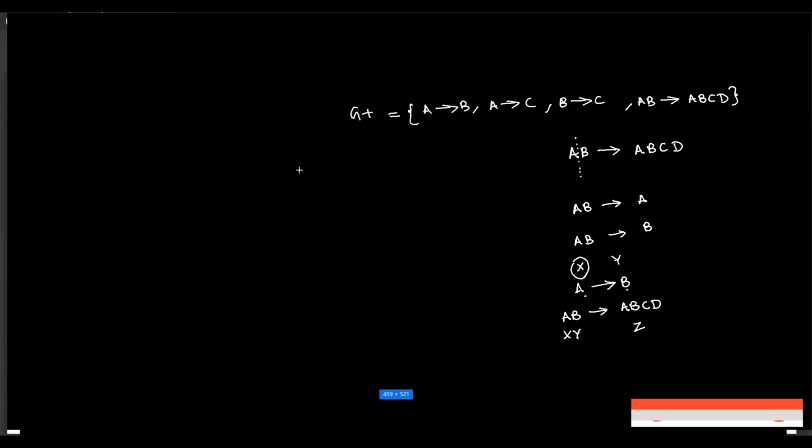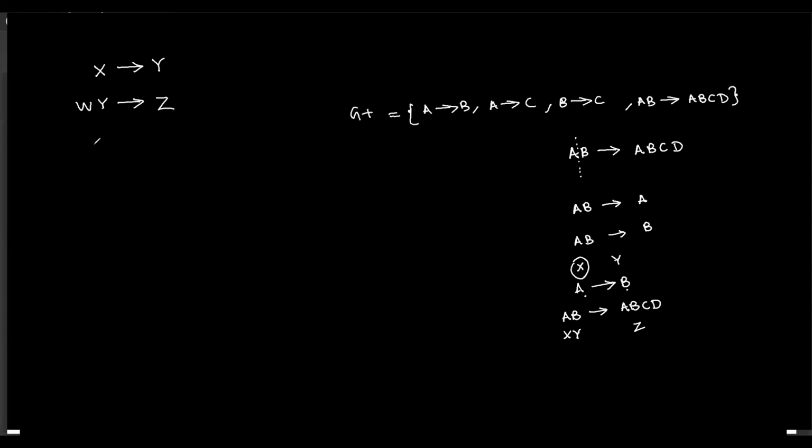What does it say? Pseudo transitivity says that if X functionally determines Y and WY functionally determines Z, we can say WX functionally determines Z. That's what I'm doing here. I have A functionally determines B and AB functionally determines ABCD. So I can say AA functionally determines ABCD.